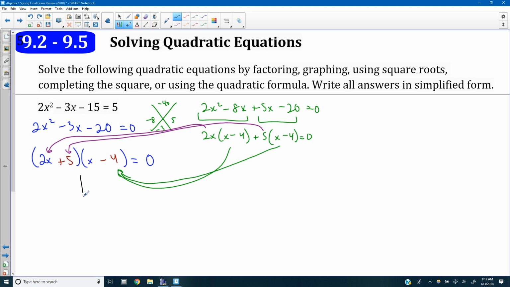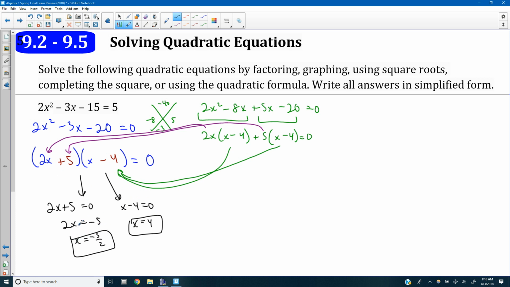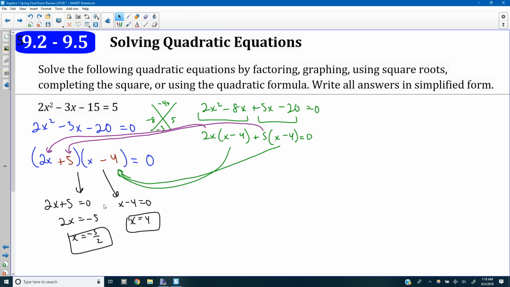Cool beans, right? So either 2x plus 5 equals 0, or x minus 4 equals 0. If x minus 4 equals 0, x equals 4. If 2x plus 5 equals 0, subtract 5, divide by 2. Negative 5/2. And those are your two answers. Let's see if we can get the same answers using the quadratic formula.